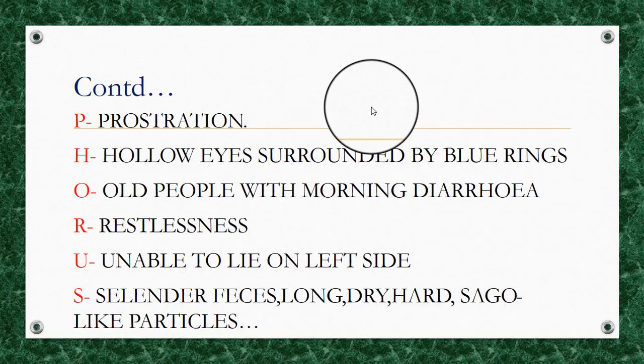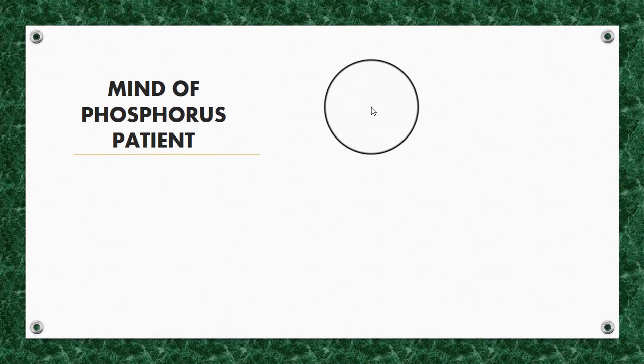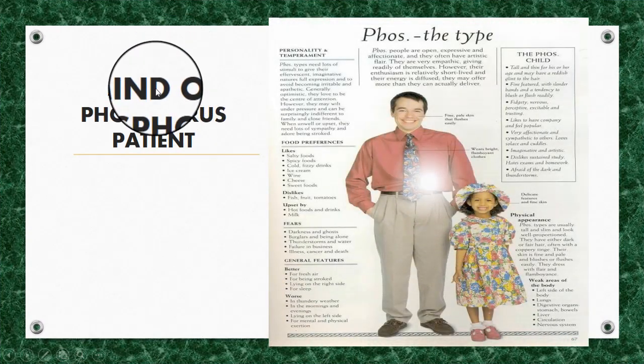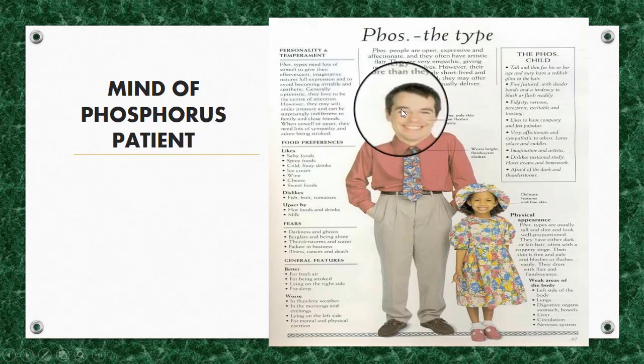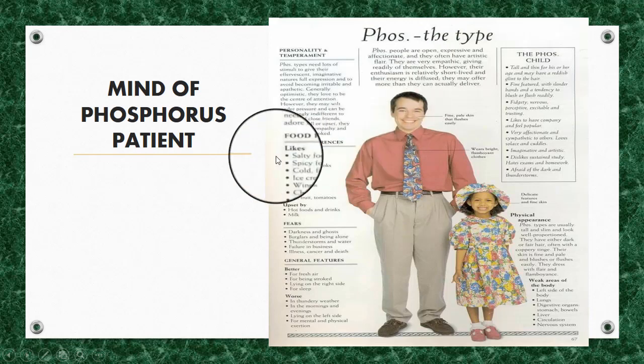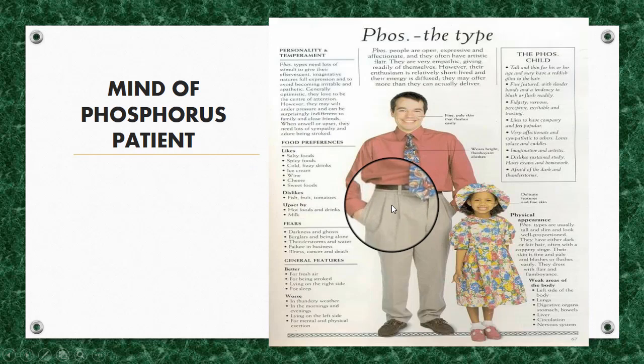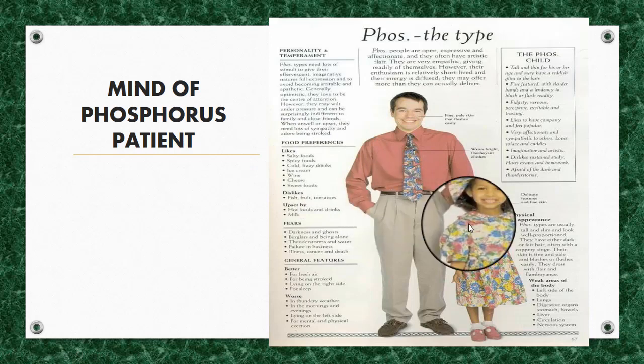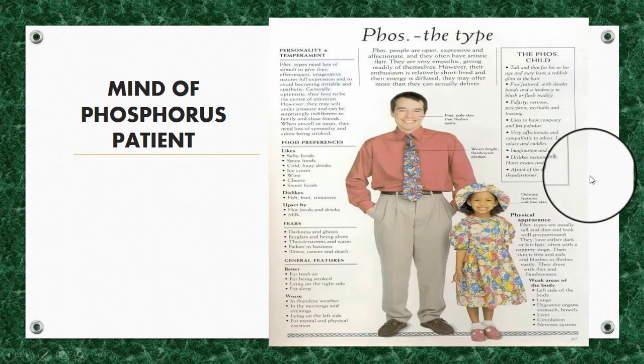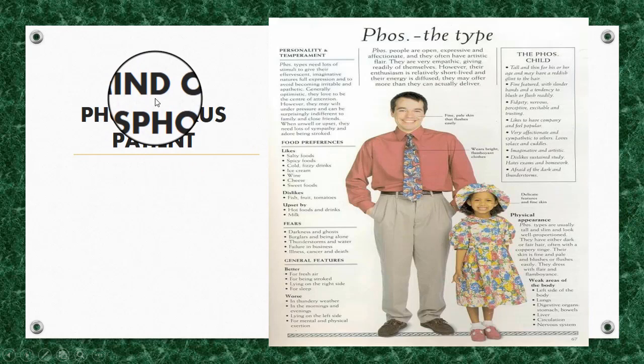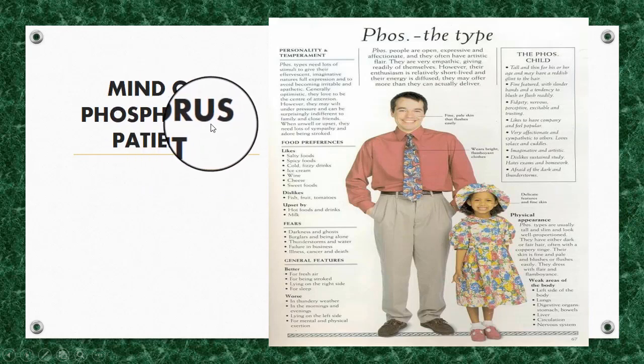Now next we will discuss the mind of the phosphorus patient, or you can say the mental generals of the phosphorus patient. So let's start. The patient is very much apathetic and indifferent to friends and surroundings, as in the case of phosphoric acid and China. Even to his own children, as in the case of sepia. Unwilling to talk, thinks slowly, moves sluggishly. He is weary of life, full of gloomy forebodings, just like Sulphur.